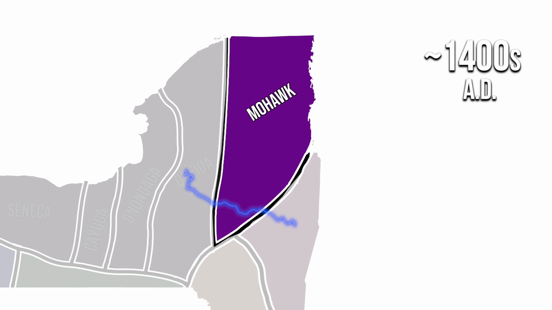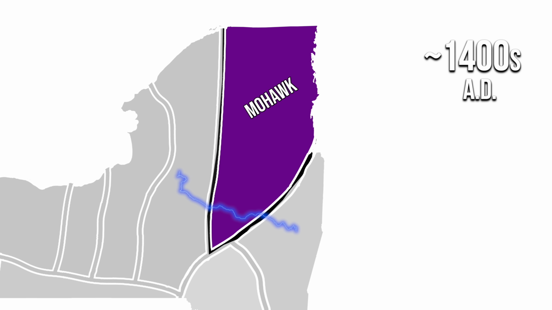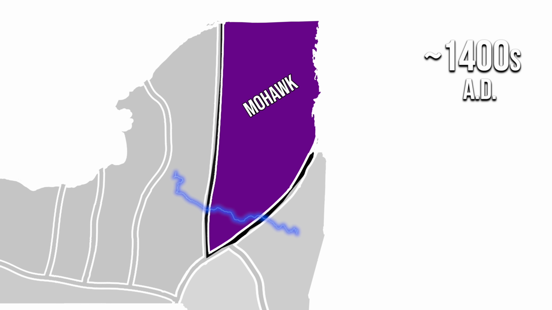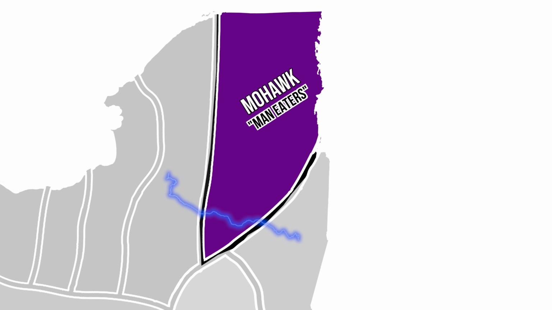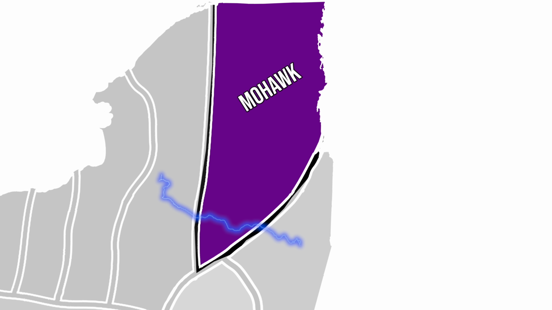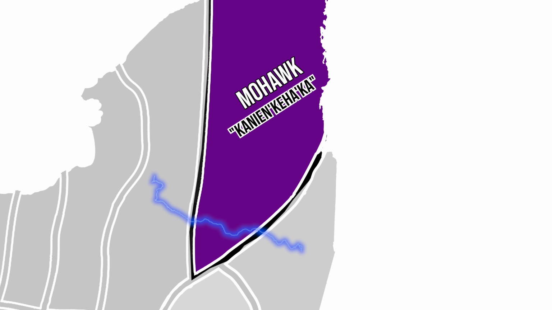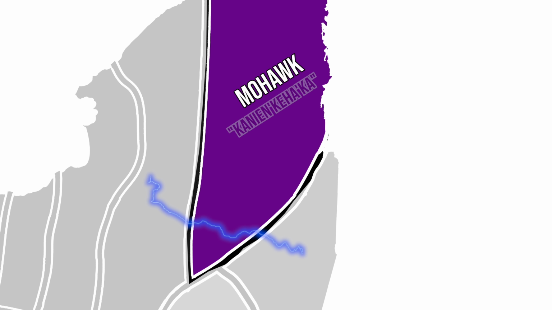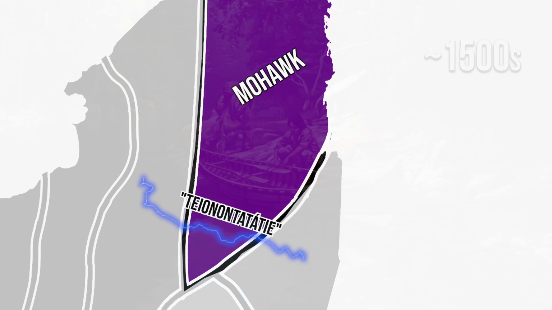The Mohawk Nation, as keepers of the eastern door, guarded access along the river. The term Mohawk roughly translates to man-eaters, but that's just Algonquin propaganda. They instead referred to themselves as Kanyen Kehaka, or People of the Flint. They called the river Tionan Tatati, meaning flows through a mountain.